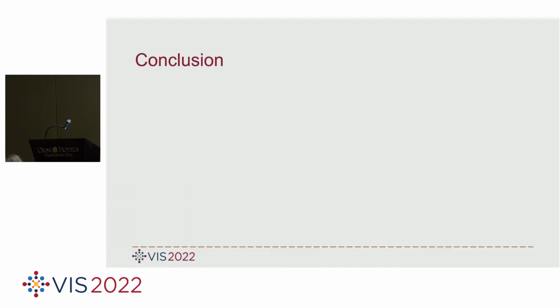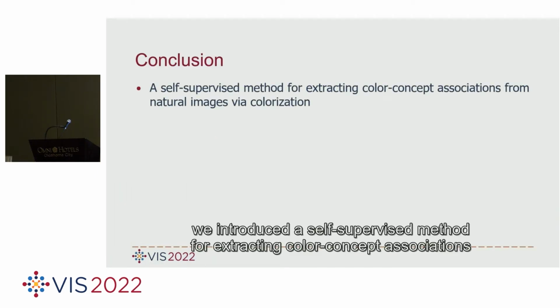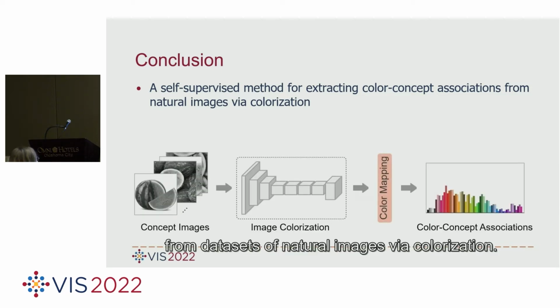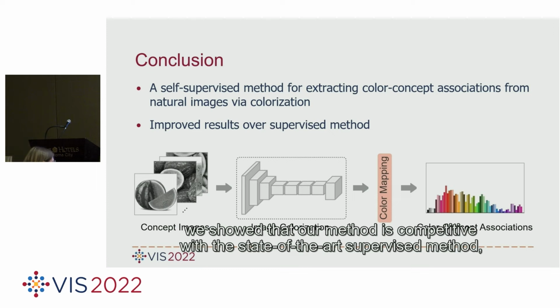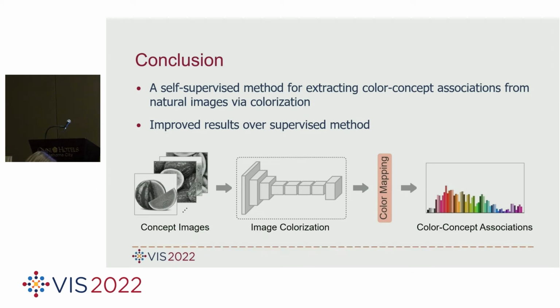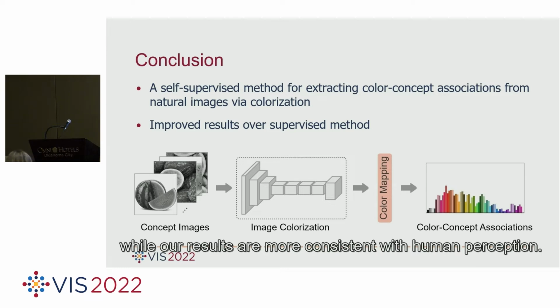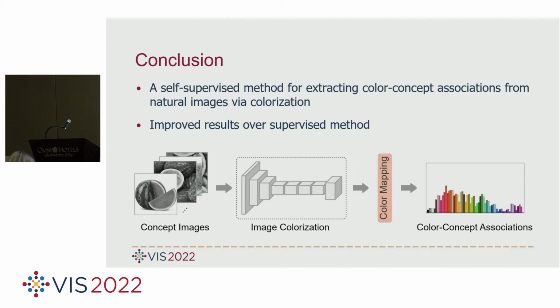In this work, we introduce a self-supervised method for extracting color concept associations from datasets of natural images via colorization. Through 4 evaluation metrics and a user study, we show that our method is competitive with the state-of-the-art supervised method, while our results are more consistent with human perception.